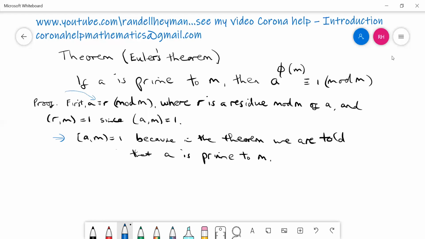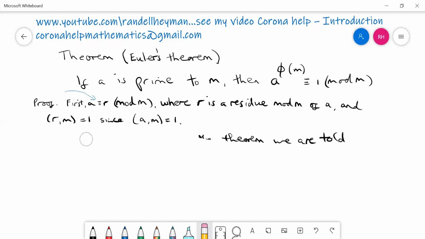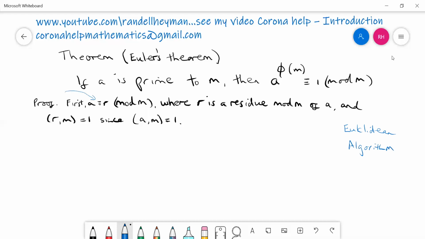Now, the question of more substance is: just because the GCD of A and M is equal to 1, why does that mean that the GCD of R and M equals 1? To do that, you need to go back to the Euclidean algorithm. You need to understand that. I do have a video on it, Euclidean algorithm made easy, so have a look at that if what I'm about to tell you is a little confusing.